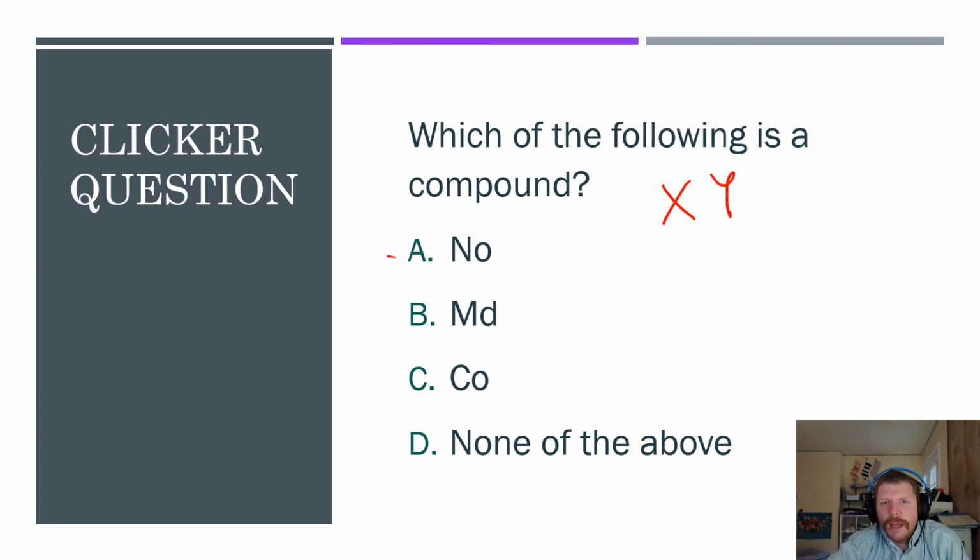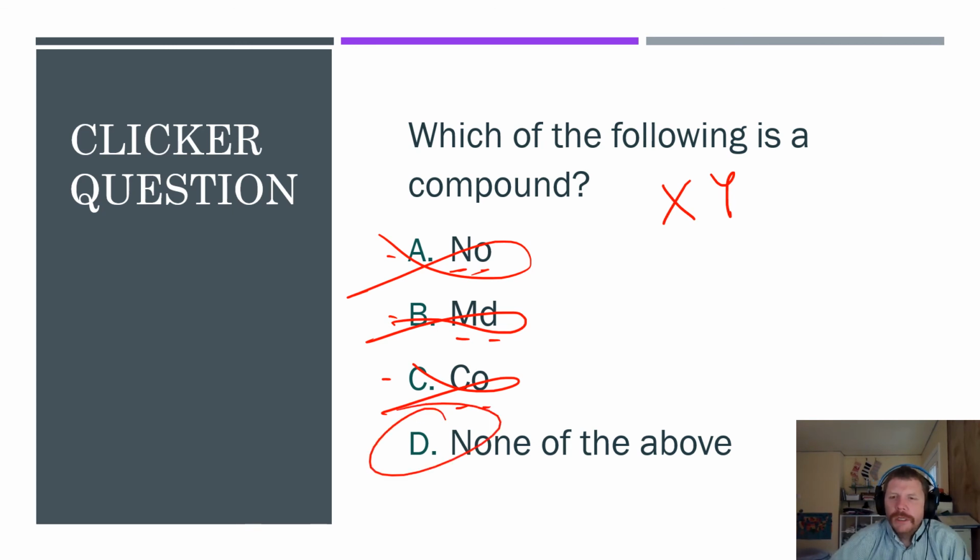Now, if we look at A, B, and C, these are effectively all the same because it's a capital letter followed by a lowercase, capital, lowercase, capital, lowercase. So A, B, and C are all wrong for the exact same reason. So we're left with answer option D. I hope this was helpful, and we will continue talking about the periodic table in the next video.